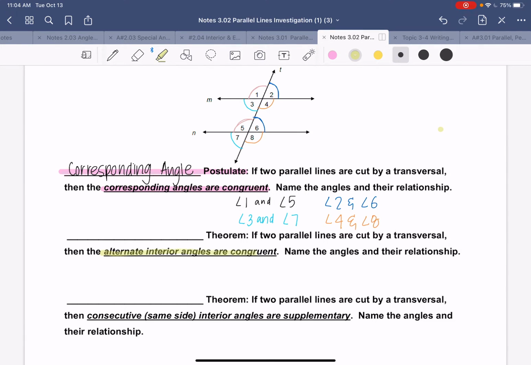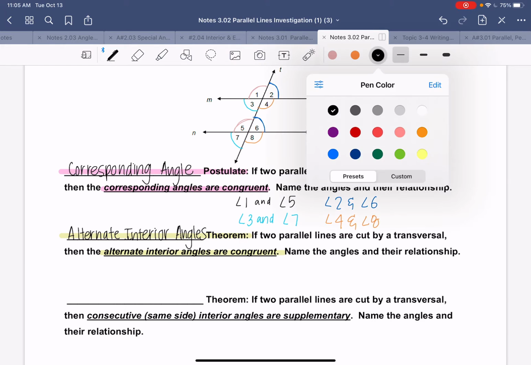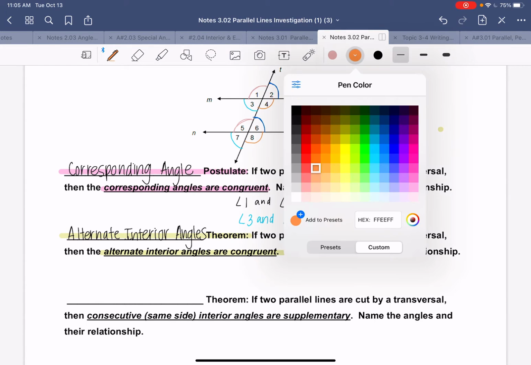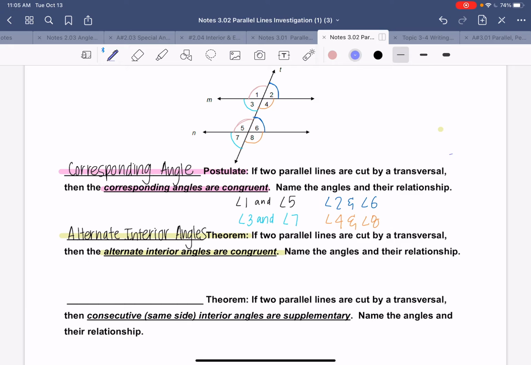is the alternate interior angles theorem. The alternate interior angles theorem states that if 2 parallel lines are cut by a transversal, then the alternate interior angles are congruent. It wants you to name these angles, so let's find another color. Let's do purple.